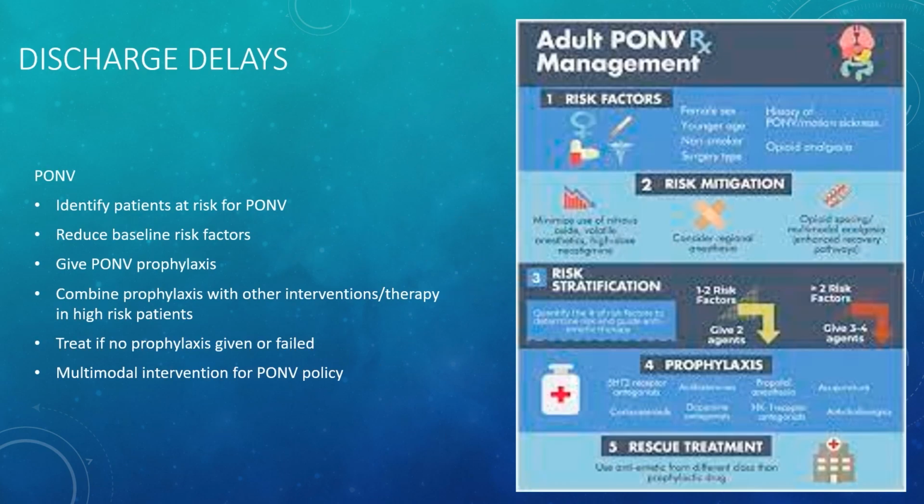So last but not least, what are the causes of delayed discharge to home? Also an area very commonly asked about during the ITE. The most common problem is PONV. SAMBA has set up criteria, and there are multiple algorithms. I'm sure you're familiar with some you've seen before. The requirement is to identify patients at risk for PONV, reduce the baseline risk factors, and give prophylaxis, a minimum of 1 or 2 agents depending on the risk score. Then combine prophylaxis with other interventions in high-risk patients. Treat if no prophylaxis was given or the prophylaxis failed. It should be a multimodal intervention guided by a PONV policy. That also applies to ambulatory patients.